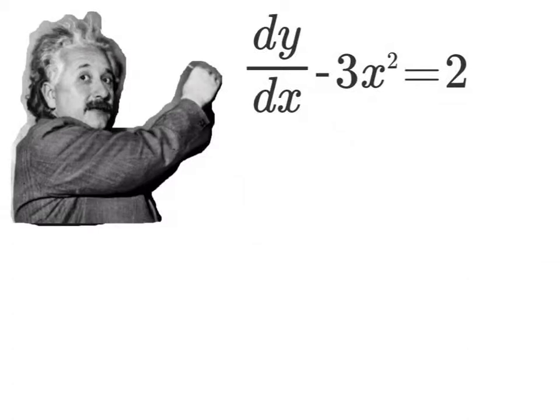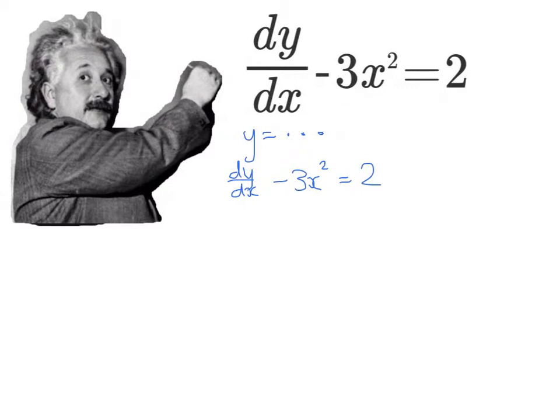So what does it mean to solve a differential equation? Well, you've been doing this since C1. Solving a differential equation means finding the y that satisfies the equation. So in this case, we want to find a y. We don't know what it is. And we want the y to be such that if we differentiate it and get dy by dx, and then we take away 3x squared, then what we'll end up with is 2.